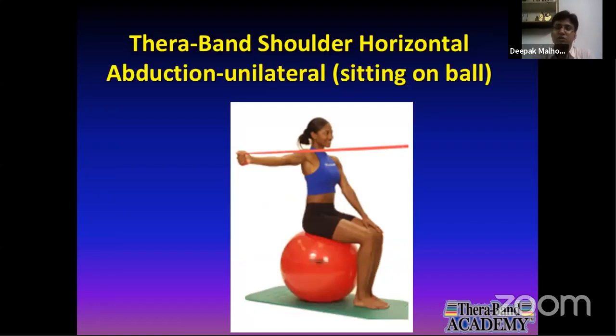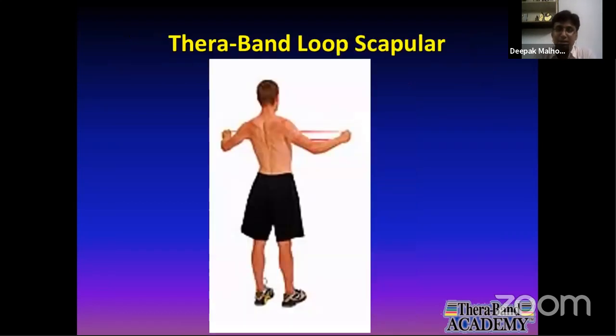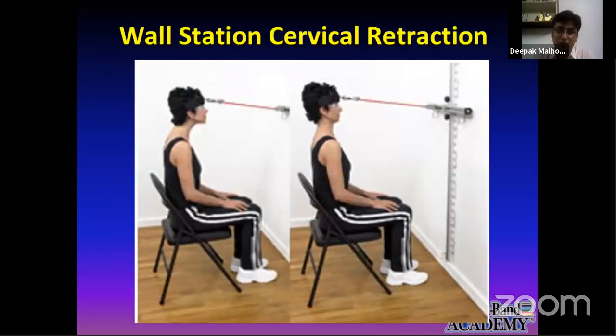You have Thera-Band shoulder horizontal abduction unilateral. Now you can see that there is no requirement of gravity here, because the band is coming in a horizontal direction. So you can incorporate it on a ball. Thera-Band loop scapular stabilization, you can use it. Wall station cervical retraction, I'm just giving you some glimpses so you get an idea.